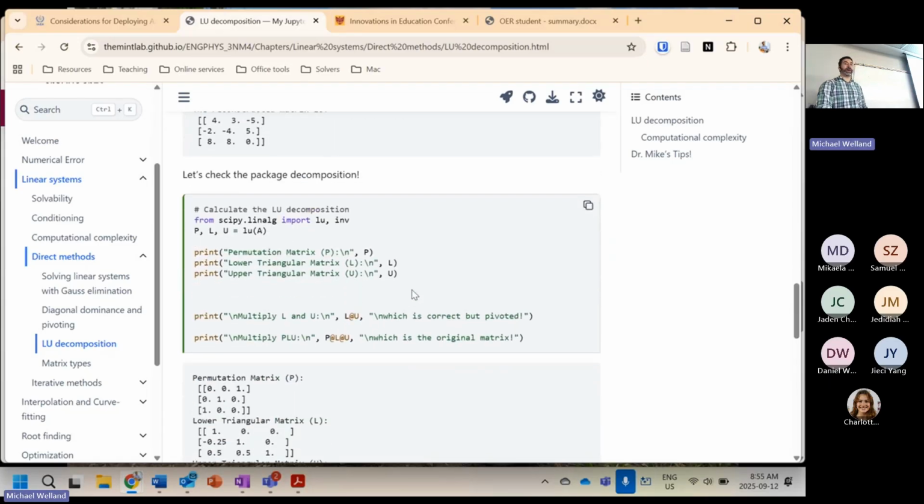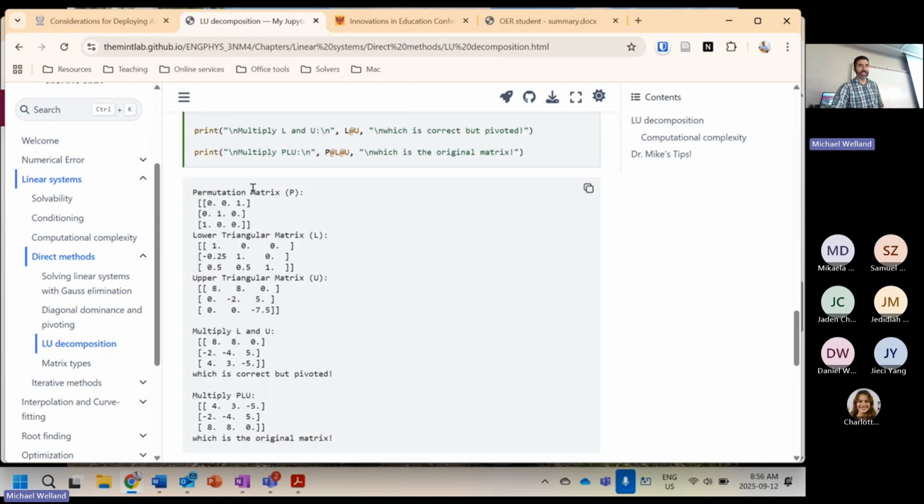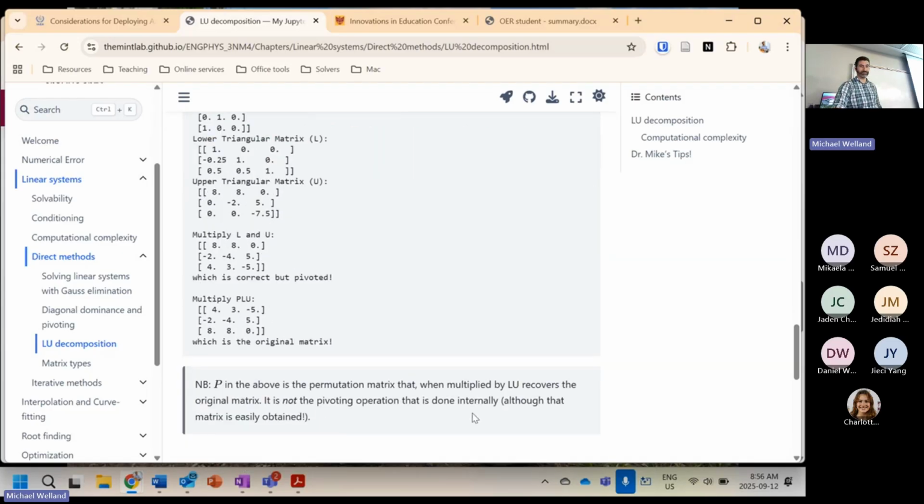Okay, let's check the package decomposition. The assignment is out. LU decomposition in the packages doesn't just result in 2 matrices. It results in 3. Guess what the P is? L and U, those are obvious. Guess what P is? There you go. That's why we covered it, right? P becomes this guy. And if you multiply all these together, PLU, then you recover the original matrix.